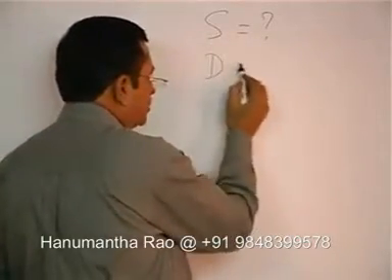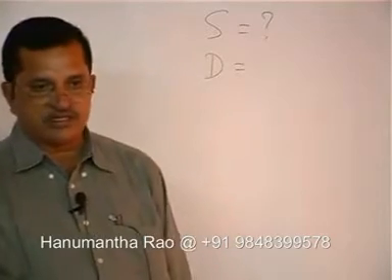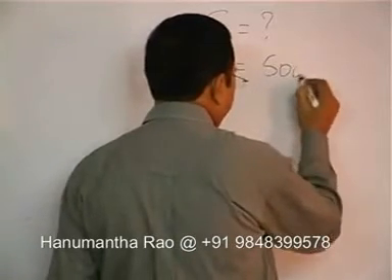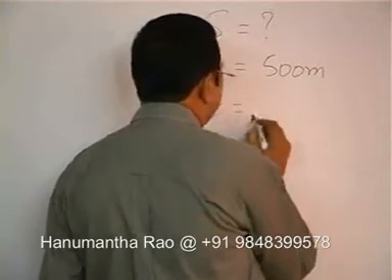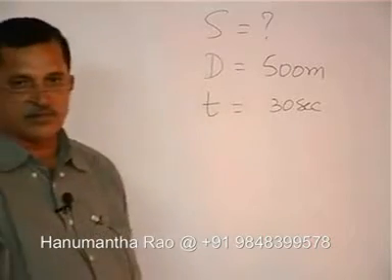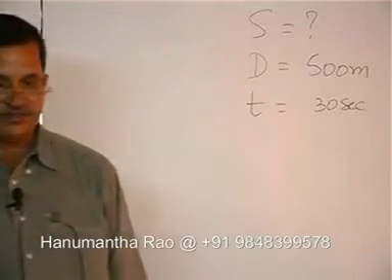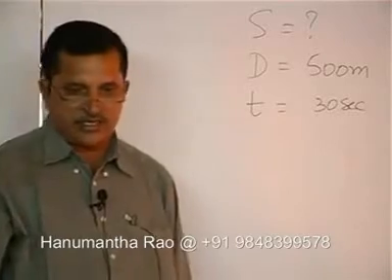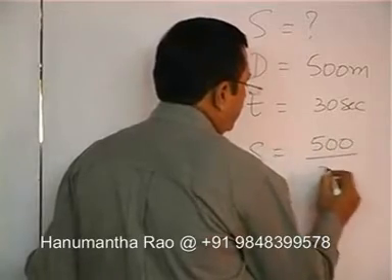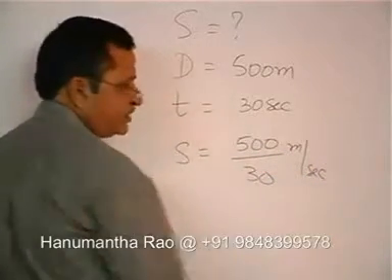What is the total distance covered? Total distance covered is sum of the lengths of the two trains, is it not? 200 plus 300, 500 meters. In what time they crossed each other means 30 seconds. Total distance is 500 meters. Time is 30 seconds. So speed is equal to 500 by 30. This is in meters and this is in seconds. The speed we got is meters per second.